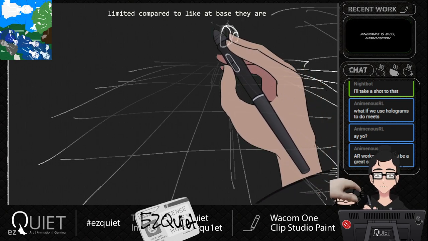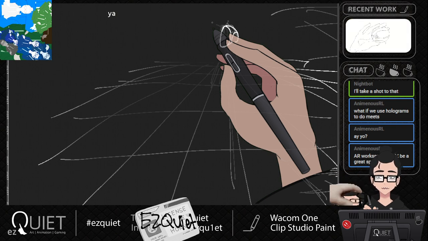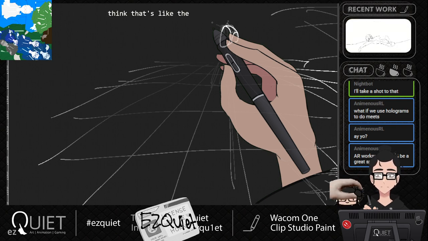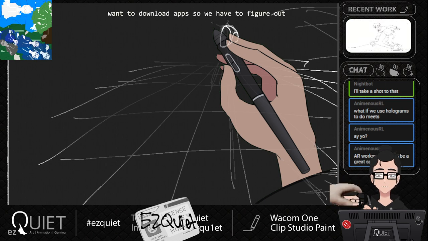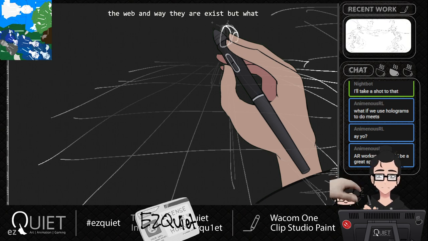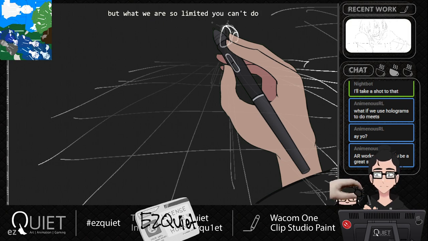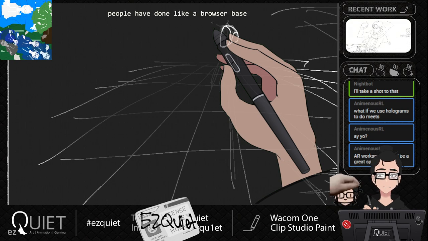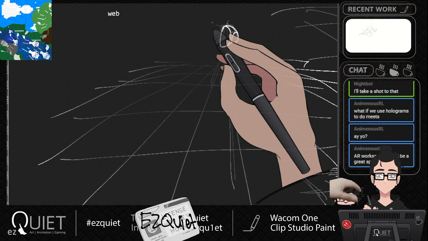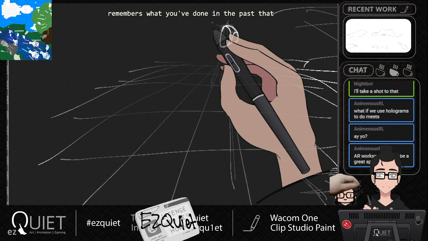And AR's workspace would be a great space saver, dude. Yeah. I think that's the downside, is you could probably achieve a workspace if you had an app-based AR experience. But people don't want to download apps, so we have to figure out how to do it on the web. And web AR exists, but web AR is so limited. At least I haven't seen an experience yet where people have done a browser-based sign-in login where you can sign into something using WebGL, have an AR experience, where maybe you use the Google Glasses or whatever you want to use, and you can have a workspace in AR that remembers what you've done in the past. That aspect of it hasn't been done before.